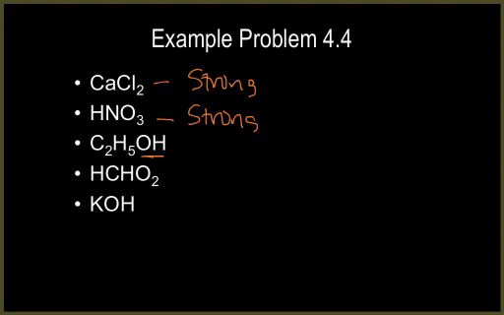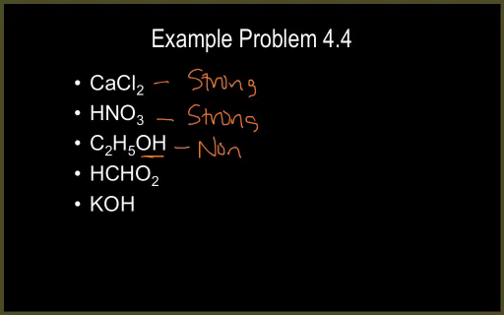C2H5OH, this is an alcohol. This is ethanol. This is a molecular compound that's not an acid, so this would not dissociate at all. This would be like the sucrose that we used today in class. So this would be a non-electrolyte. This wouldn't dissociate at all.